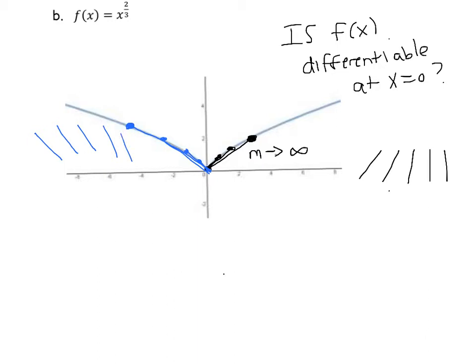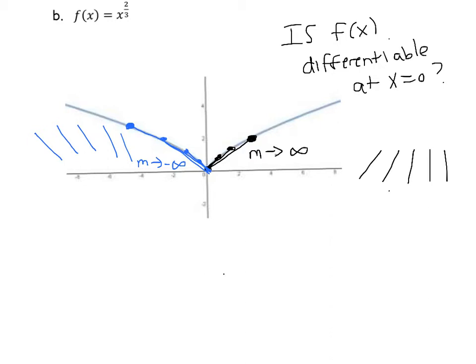So more and more steep, and that means that more and more steep but still negative, so those slopes are approaching negative infinity. So the result is that we got what's called a cusp there, and a function will not be differentiable where it has a cusp.